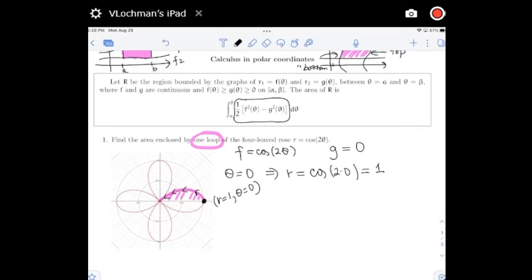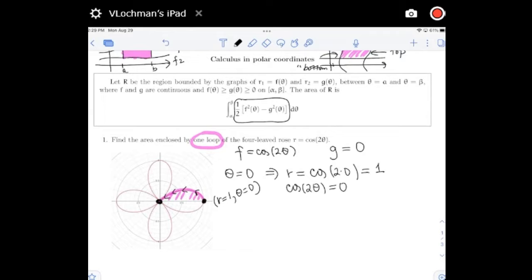Now if I come over here, this intersection right here, I need to determine at which angle that curve crosses the origin. So one way to think about it is this. Where is cosine equal to 0 for the first time? Because cosine is equal to 0 at several angles. Well, let's set up our equation: cosine 2 theta is equal to 0.